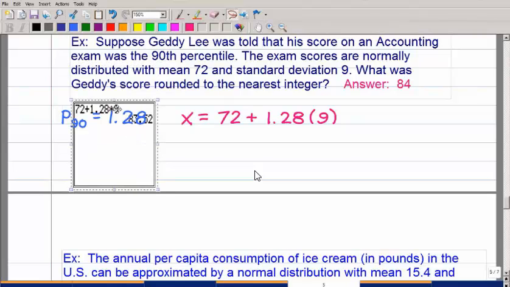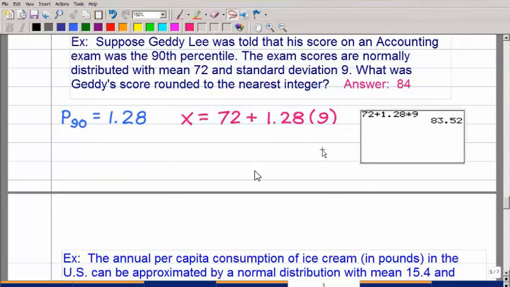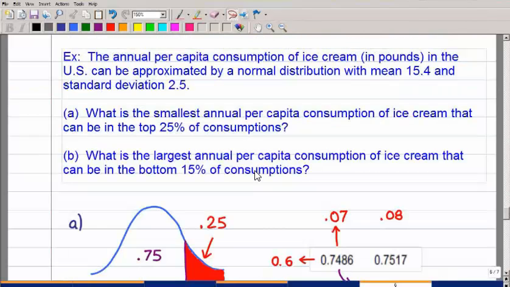It's 83.52, which we then round up to 84. So that would be the score that puts Getty in the 90th percentile, 84. Let's move down to the next example.